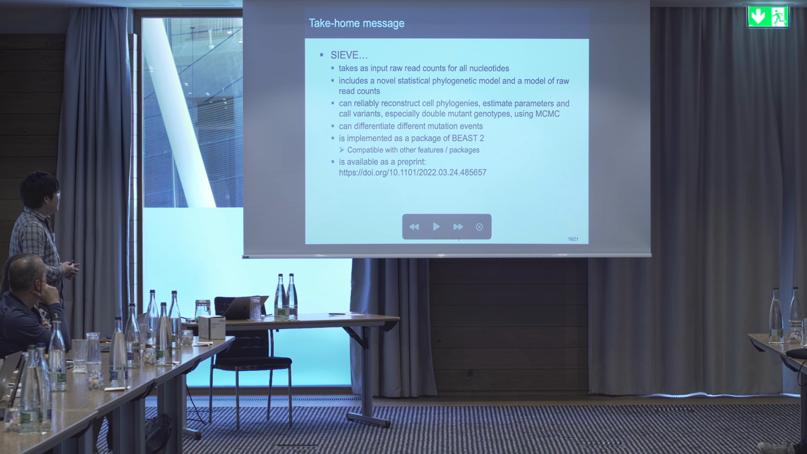Okay, to summarize, SIEVE takes as input raw read counts for all nucleotides. It includes a novel statistical phylogenetic model and a model of raw read counts. It can reliably construct cell phylogenies, estimate parameters, and call variants, especially double mutant genotypes, using MCMC. It can also differentiate different mutation events, and it is implemented as a package of BEAST 2, which is compatible with other features and existing packages of the framework.